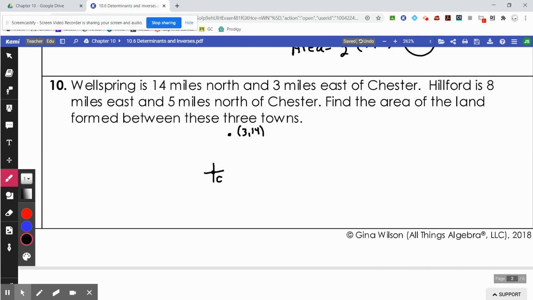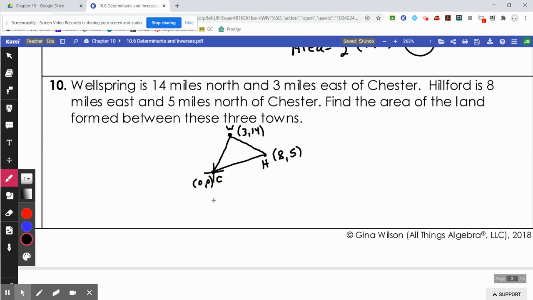And again, that is Wellspring. And then Hilford is 8 miles east and 5 miles north. So we're going to go 8 east and 5 north. Somewhere over here, that's going to be 8 east, 5 north. And again, that is Hilford. So what is the area formed by the triangle that connects the three towns? So Chester's at 0, 0, and then you see the other 2 points.